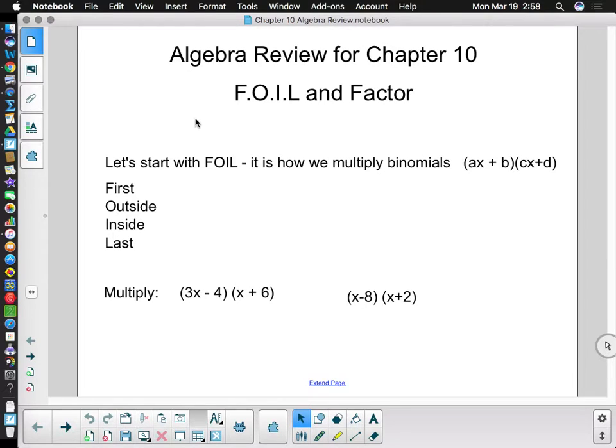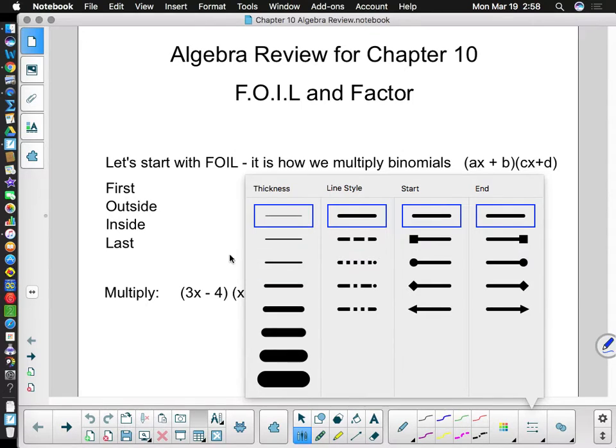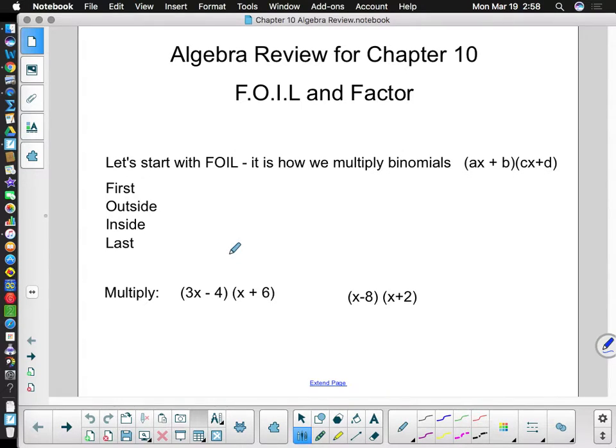Reminder that FOIL stands for first, outside, inside, last. And it's an acronym we use to help remember how to multiply binomials. Binomials are in the form of ax plus b and cx plus d. So that's a binomial. So when we're multiplying these, we multiply the first in each group.